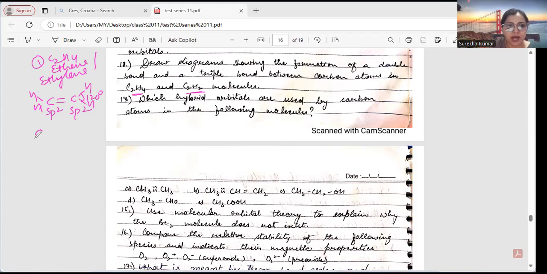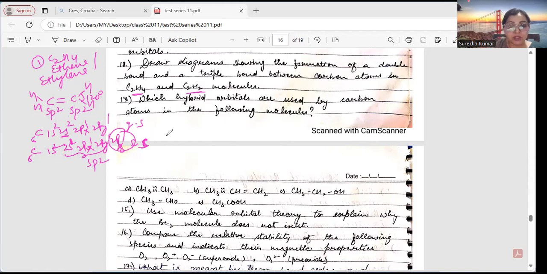So you have to write down carbon 6: 1s2, 2s2, 2px1, 2py1. And one electron will be shifted from 2s to 2pz. This is known as the ground state, and we are going to draw the excited state, right? 1s2, 2s1, 2px1, 2py1, and one electron will be shifted to 2pz. So hybridization will be sp2. This 2pz orbital will not participate in hybridization.